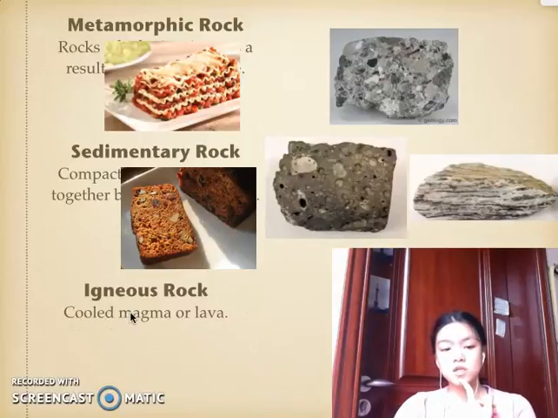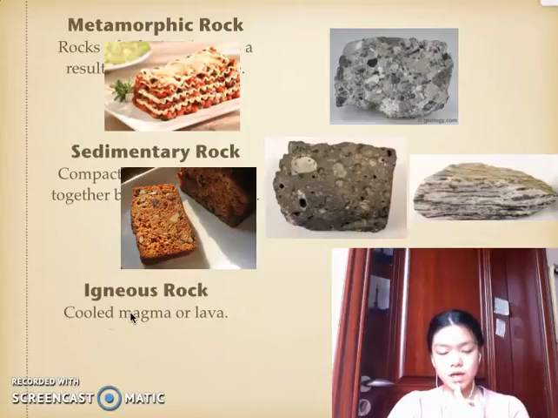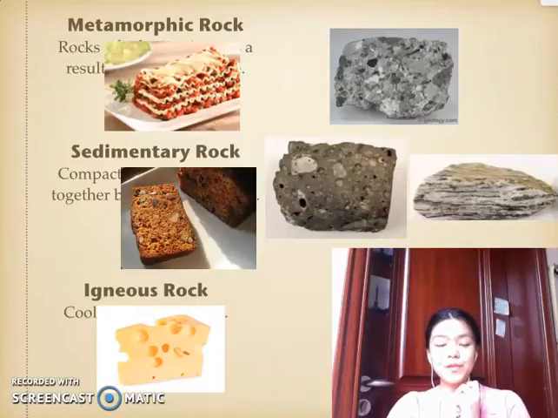Igneous rock is cooled magma or lava. Lava is in liquid form and it has water, so I suppose it has a lot of bubbles. Then I think it looks like cheese.